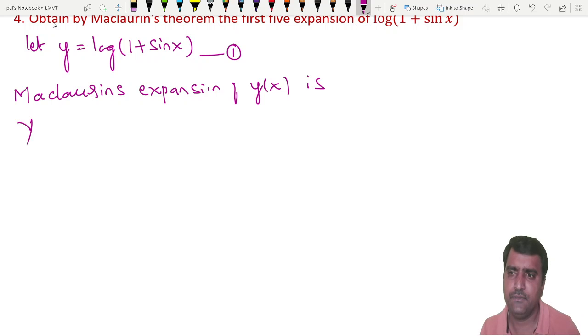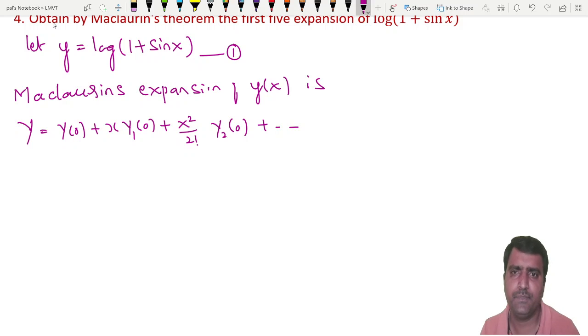y is equal to y of 0 plus x into y1 of 0 plus x square by 2 factorial into y2 of 0 plus and so on. It continues up to x to the power 5 term they are asking. So we have to write up to first 5 terms like this. Take this as equation 2.